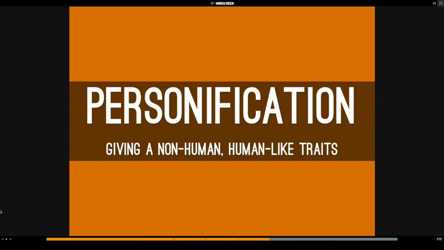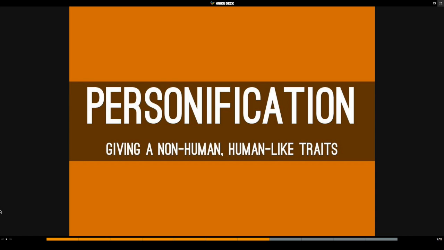The next type of figurative language is personification. That word person inside of personification should give you a clue of what this word means, in case you forget it. Personification is giving a non-human, human-like traits. And the key to personification is verb use.